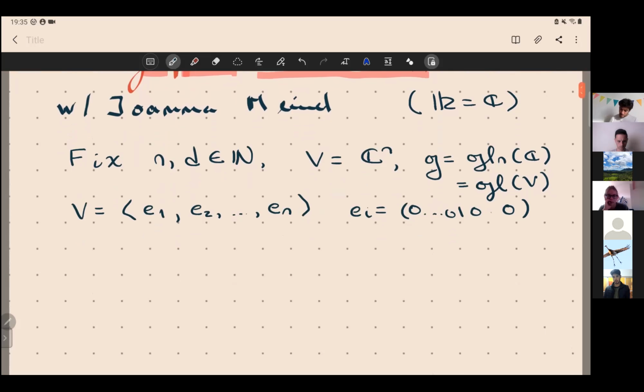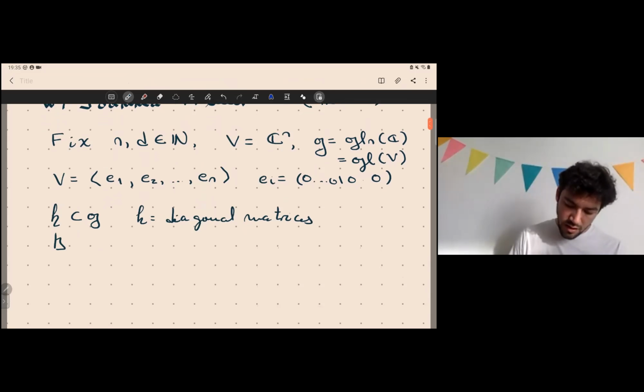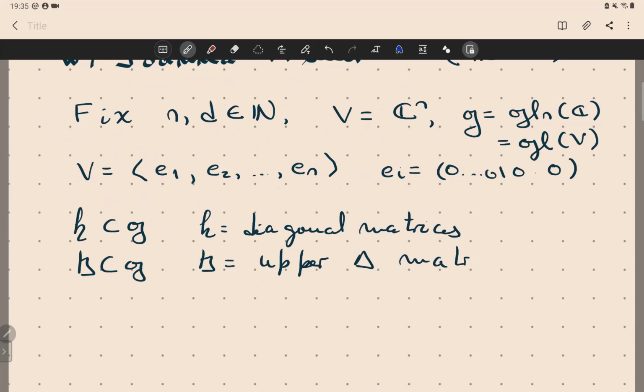And I am going to fix a Cartan subalgebra inside G. H is just the diagonal matrices. And a Borel subalgebra, which will be just upper triangular matrices. Okay, so this notation will be in place for the rest of the talk.